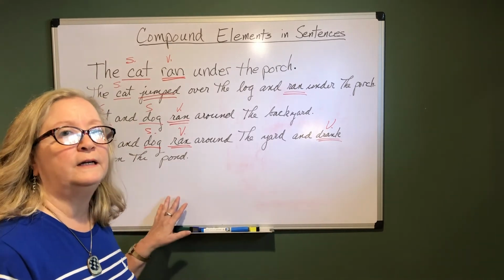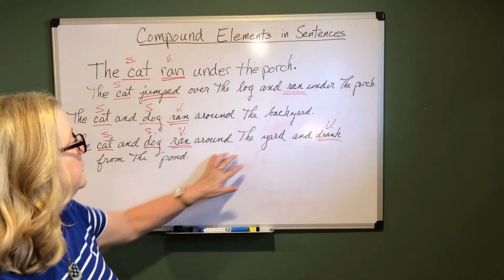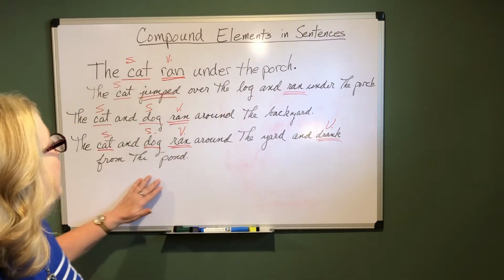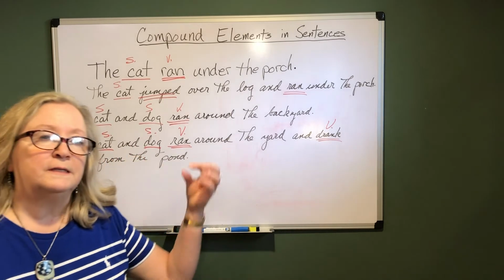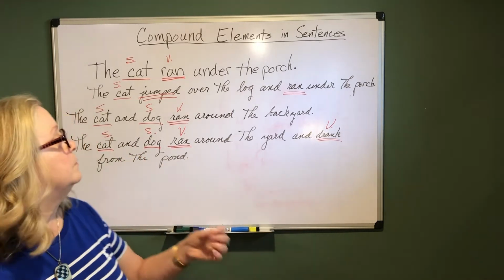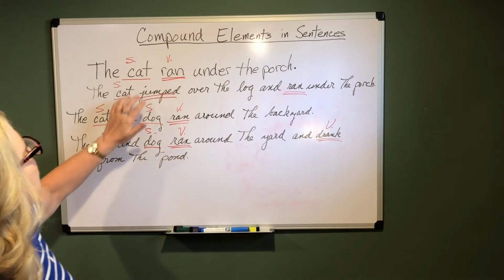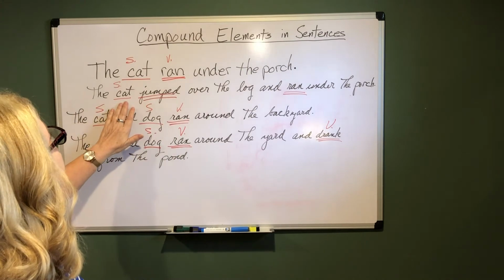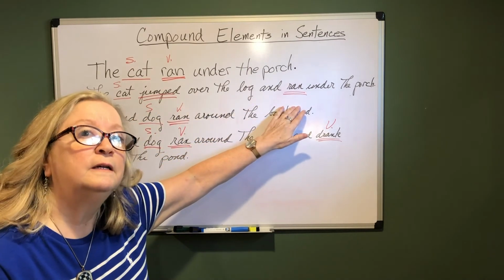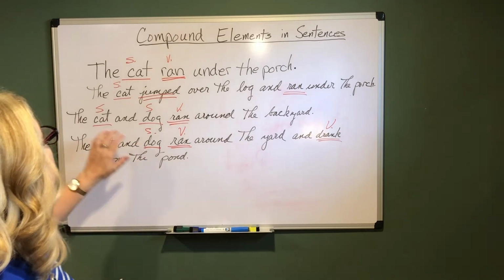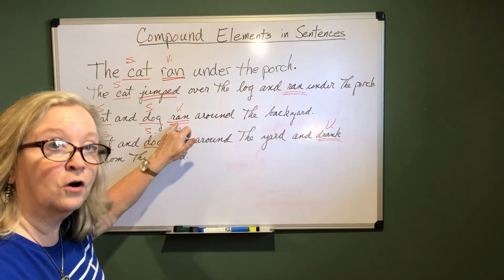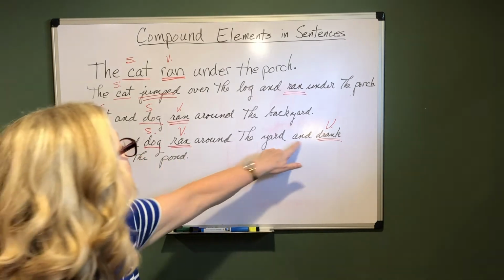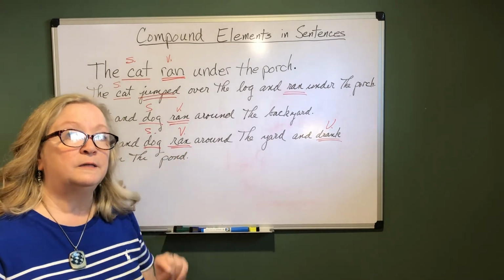Now, we also have a compound prepositional phrase in this sentence, around the yard and from the pond, but I'm not going to focus on that right now in this lesson. I want to just get you to learn compound subjects, compound verbs, all right? But even though you have one subject, one verb that makes a simple sentence, you can have a subject and two verbs. It's still a simple sentence. You can have two subjects and a verb, and it's still a simple sentence. Two subjects, two verbs, and it's still a simple sentence.